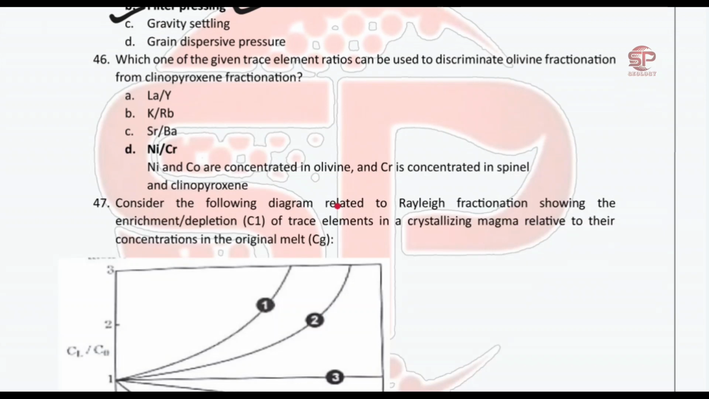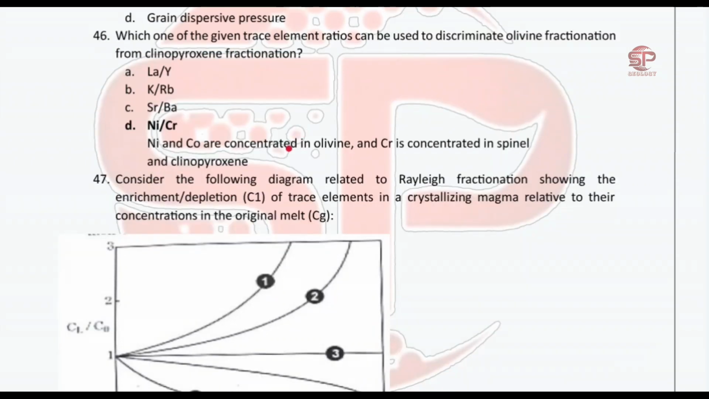Then which of the given trace element ratios can be used to discriminate olivine fractionation from clinopyroxene fractionation? Olivine has affinity towards nickel and cobalt, and chromium is concentrated in spinel and clinopyroxene. So to discriminate olivine and clinopyroxene fractionation, we have to use the nickel-chromium ratio.